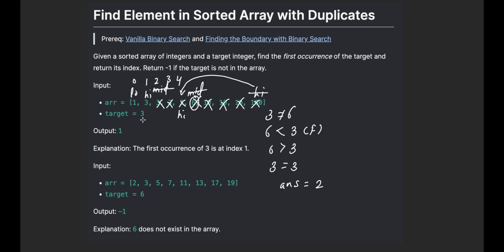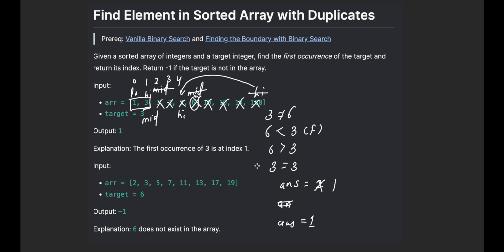Now again we find mid. So if mid comes here, now the mid element is 3 and it is at index 1, so we would be updating the answer as 1. Now we don't have any element which is equal to 3 in the remaining set of elements, so we would be returning 1 as the answer. So that would be our approach.